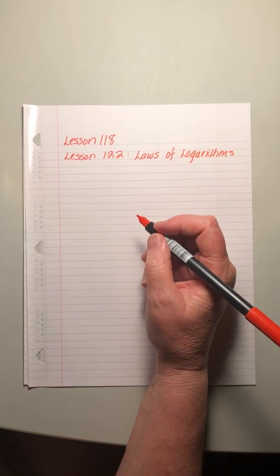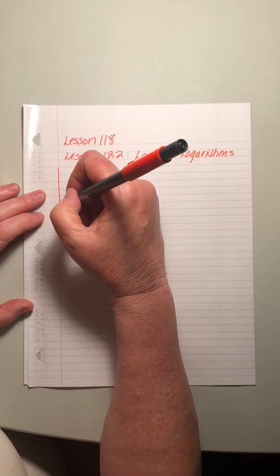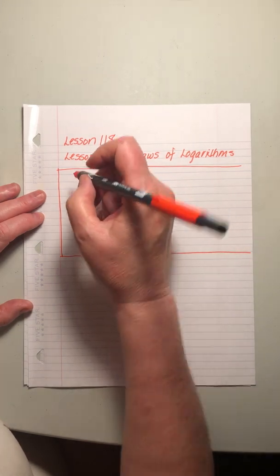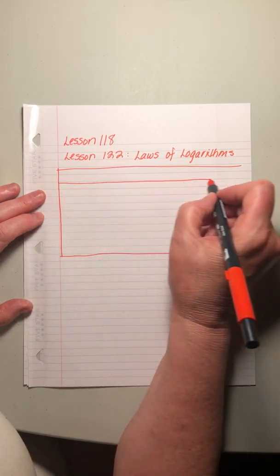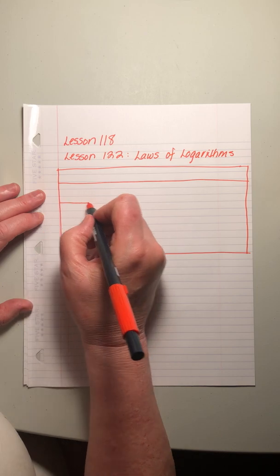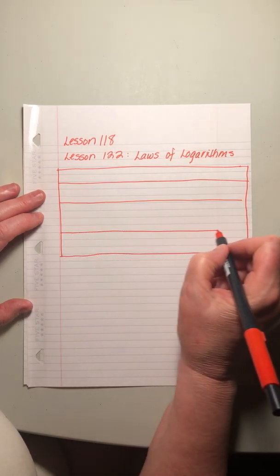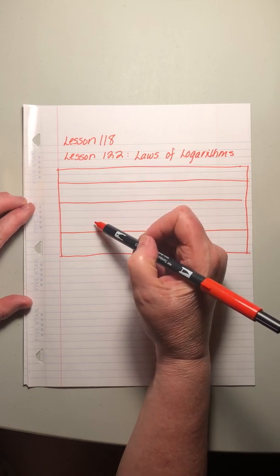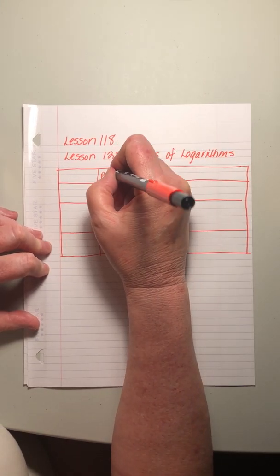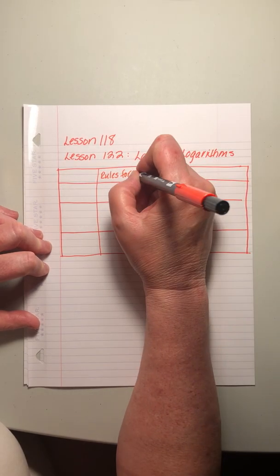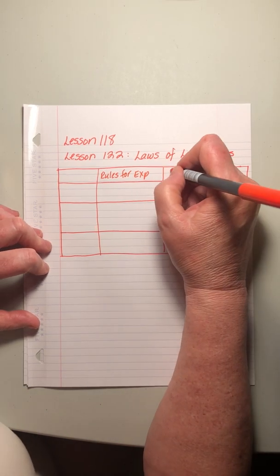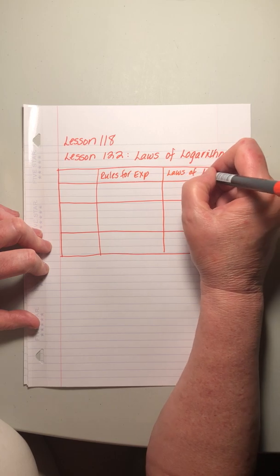Laws of logarithms. That sounds impressive, doesn't it? Okay, you guys know this chart. I'm going to change it a little bit. I'm going to divide this into 3 sections. I'm making the top one a little bit smaller and the third one a little bit fatter. In the first one, I'm writing rules for exponents, and I'm just going to shorten that to EXP. And then in the next column, I'm going to write laws of logs.